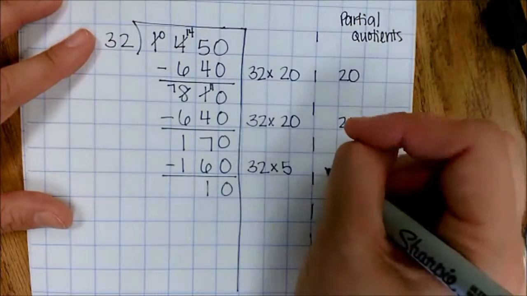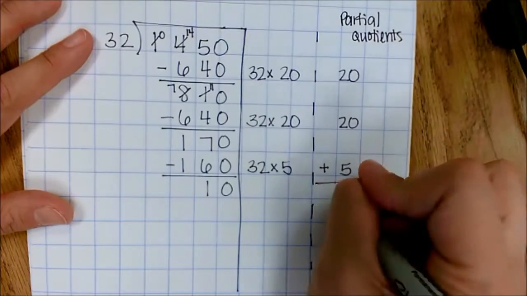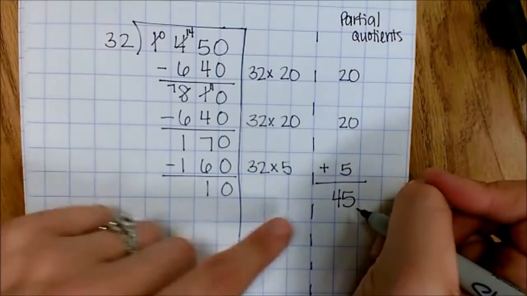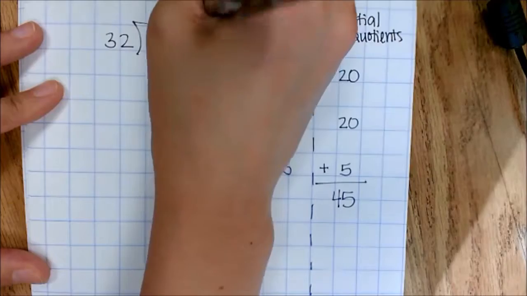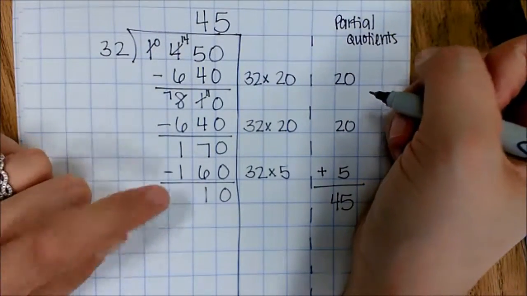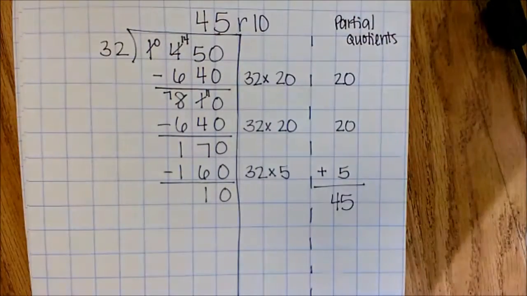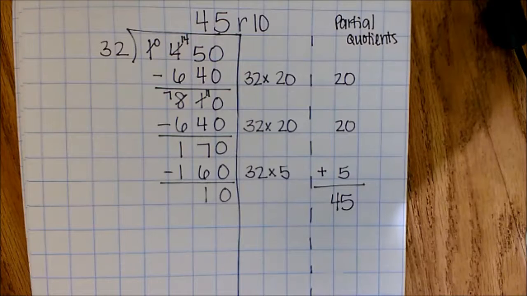So to find my answer, I'm going to add up my partial quotients. So 20 plus 20 is 40, plus 5 is 45. So this 45 now becomes my quotient, but I still have this 10 left over, and this 10 left over is telling me that that is my remainder. So my actual answer is 45 remainder of 10.